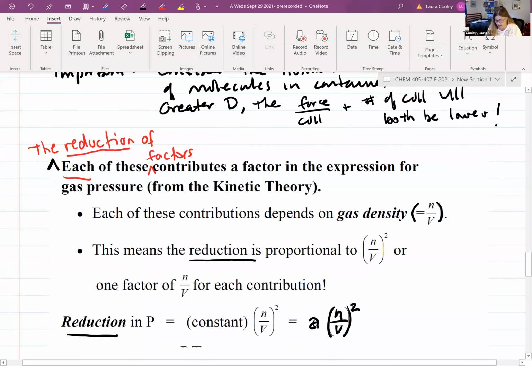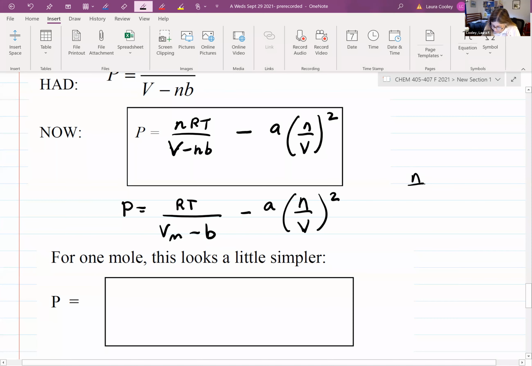If we did it in the per mole version, we had P equals RT over the molar volume minus b. So now we'd subtract a n over V squared, but n over V is 1 over V over n, which is 1 over the molar volume. So this becomes P equals RT over Vm minus b, minus a over Vm squared. Okay, so that's another version of the van der Waals equation.